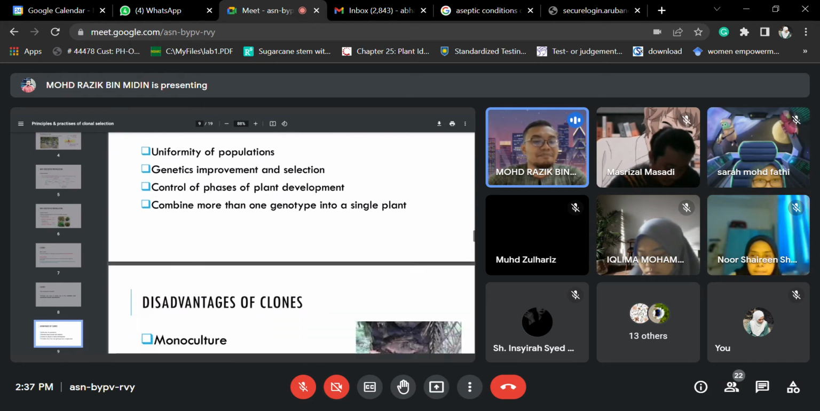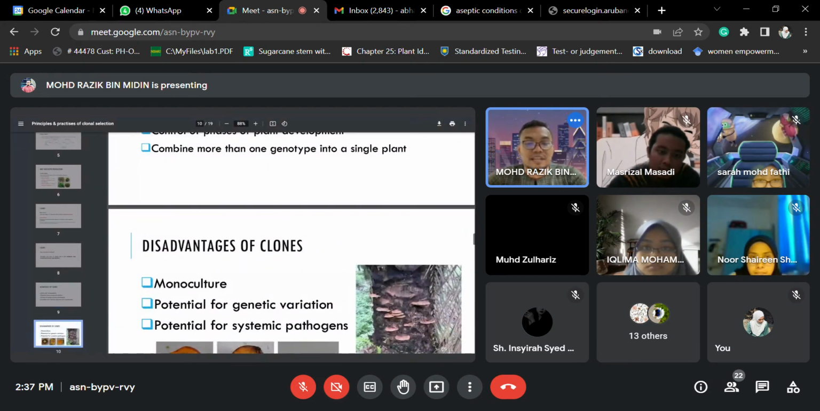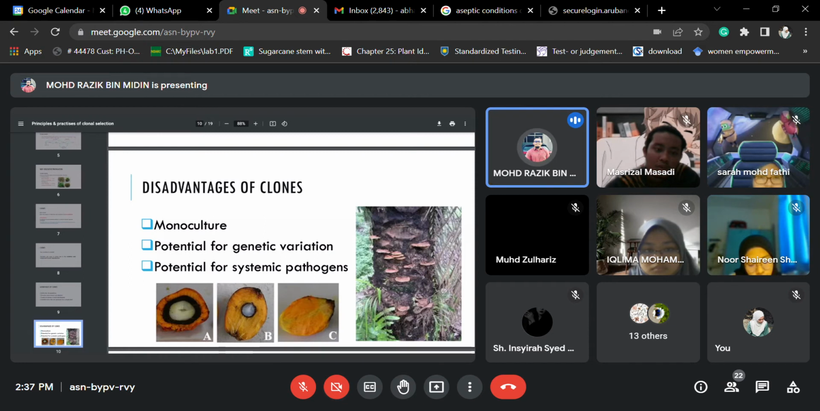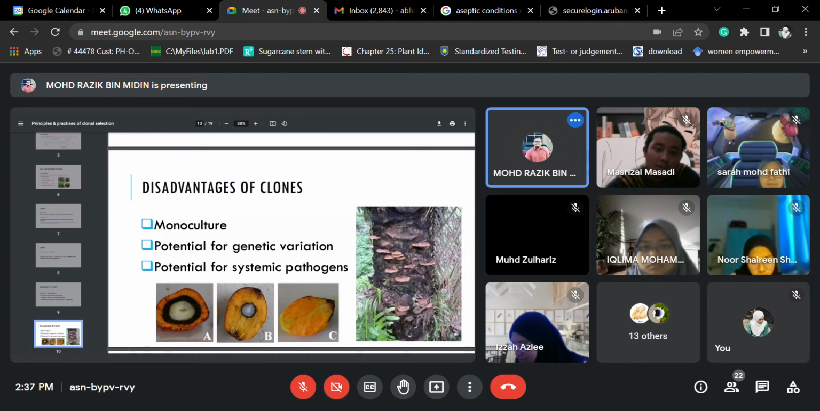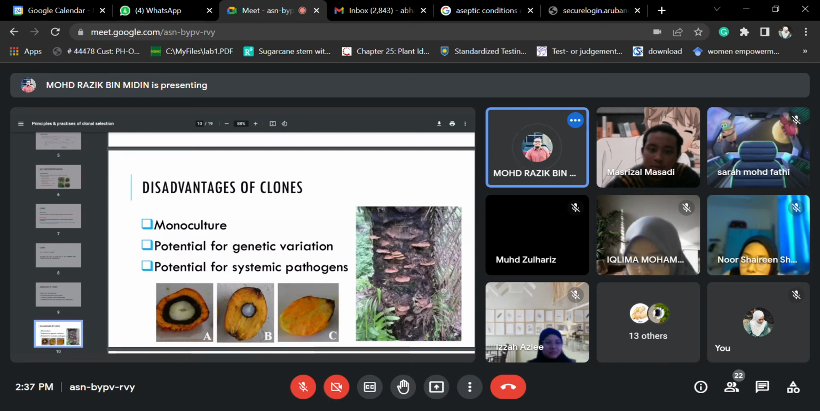So this is all about the advantages of clones. You must remember, instead of advantages, there are also disadvantages of clones. For example, monoculture. Who knows what monoculture is? Does anyone know what monoculture is? Monoculture is what we did in the gutta percha planting. That is one of the propagation methods, where we propagate through seedlings. The cultivation of a single crop in a given area.